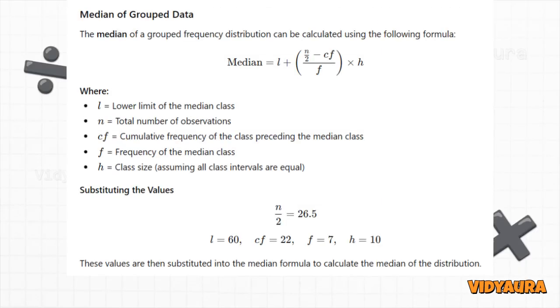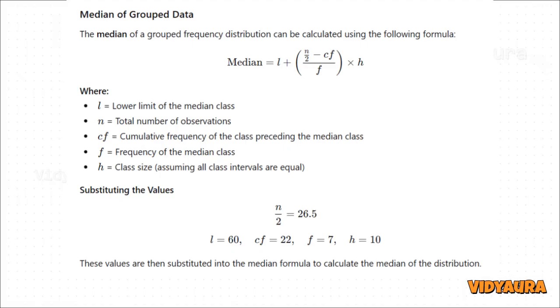And hey, look familiar? Just like the mode, the median for grouped data has its own special formula, and you can see it has a pretty similar structure to the one we just used. Now, even though it looks similar, the variables mean slightly different things here, all tailored to find that exact middle point. So N is our total number of students, and CF is the cumulative frequency of the class that comes right before the median class.